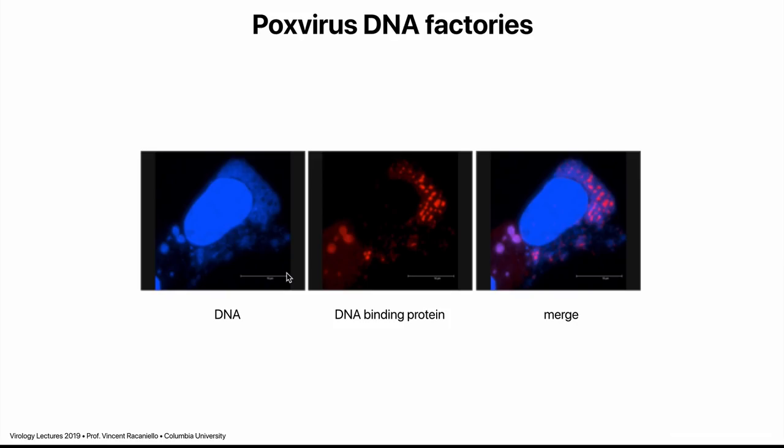Middle panel is stained with an antibody to the poxvirus DNA binding protein. Just like the DNA binding proteins we've talked about of adenovirus, it binds single-stranded DNA. And you can see that's in the cytoplasm, not in the nucleus. Okay, makes sense, the red. And if you merge the blue and the red, you can see that the DNA binding protein is overlapping with the DNA stain in the cytoplasm. So that's where the virus is replicating in these, what are called DNA factories in the cytoplasm.